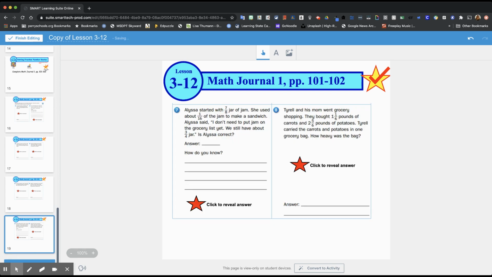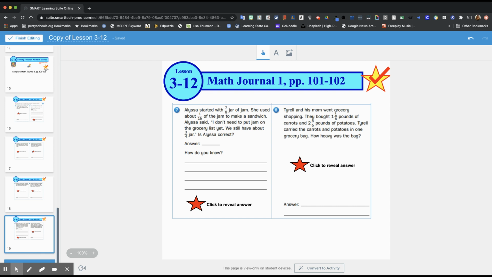And number 7, Alyssa started with 7/8 of a jar of jam. She used about 1/6 of the jam to make a sandwich. Alyssa said, I don't need to put the jam on the grocery list yet. We still have about 3/4 of a jar. Is she correct?